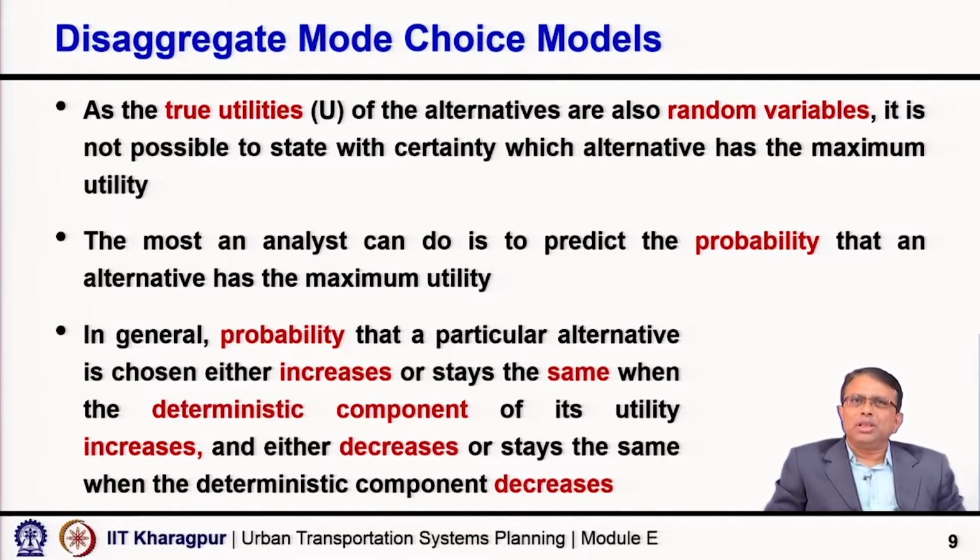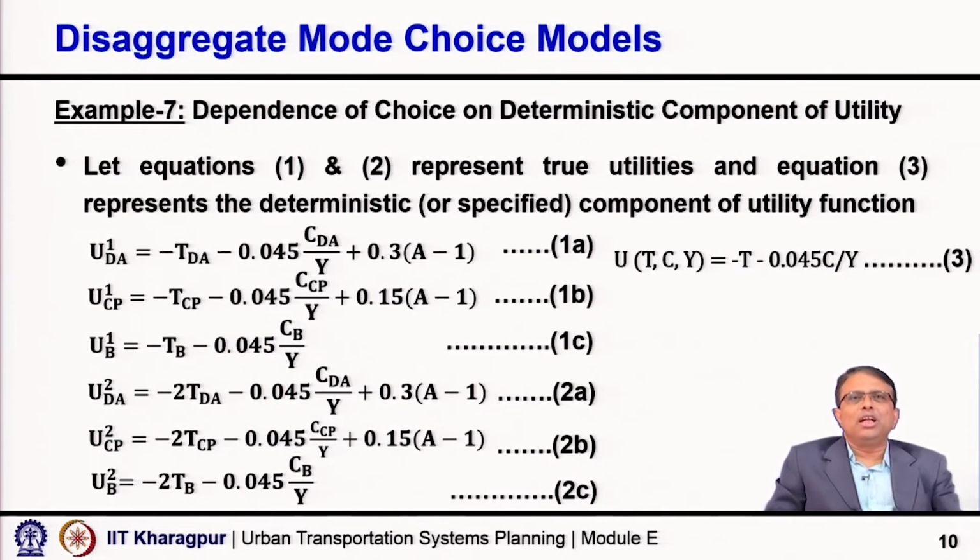So, now in the remaining time in this lecture, we shall try to explain this statement with an example, to check whether the statement we made is true. So, let us take an example to show the dependence of choice on the deterministic component of utility.